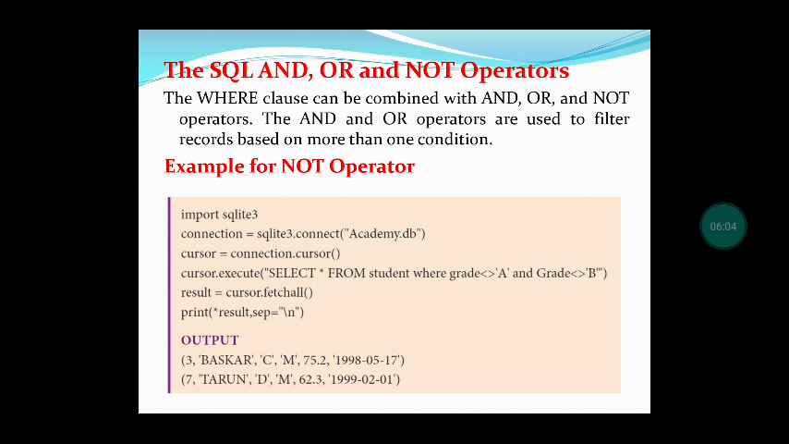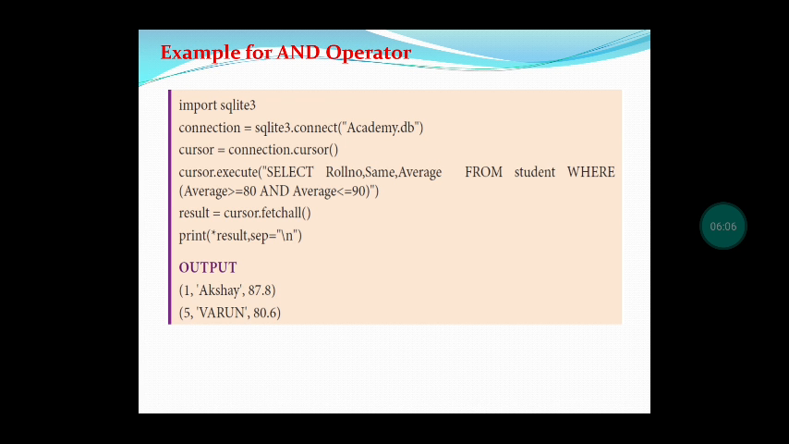Let us see the next example for the AND operator. That is, select roll number, S name, average from student where average greater than or equal to 80 and average less than or equal to 90. That is, it should be greater than 80 and less than 90. So we got the output as 1 Akshay 87.8 and 5 Varun 80.6. So in between these two values, the output has come.